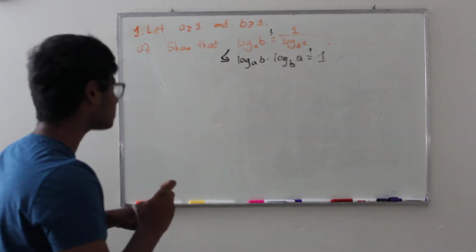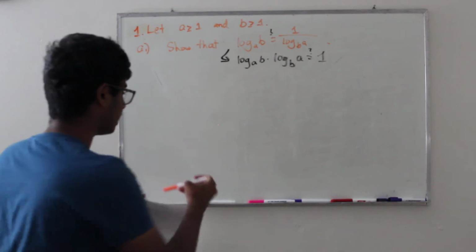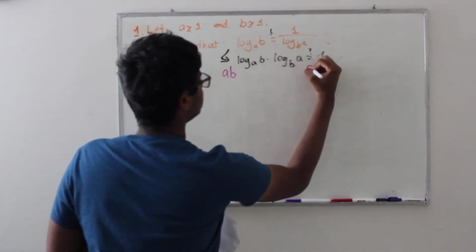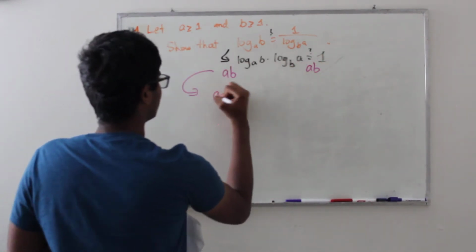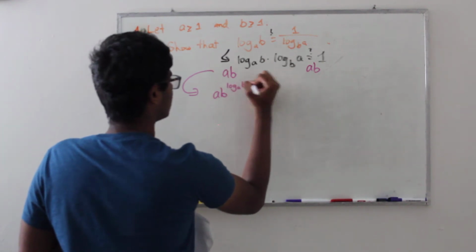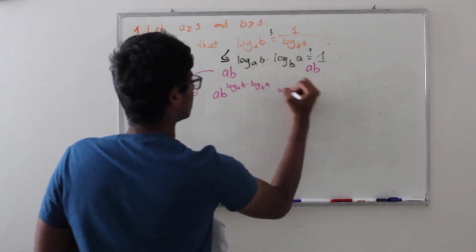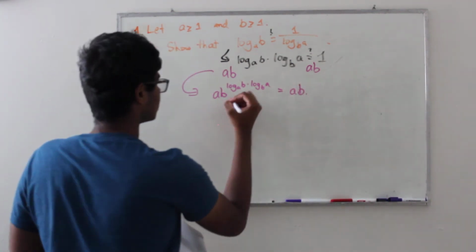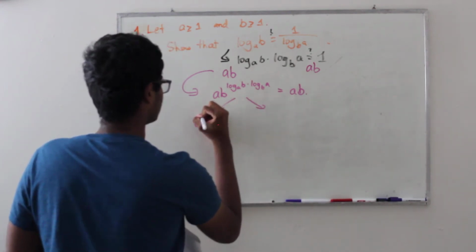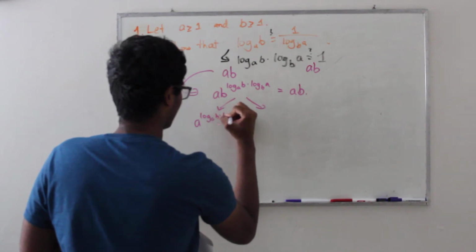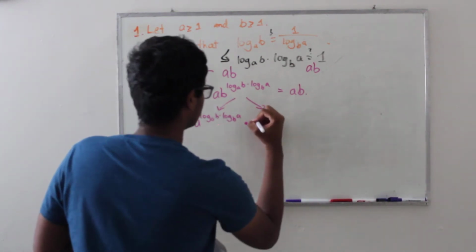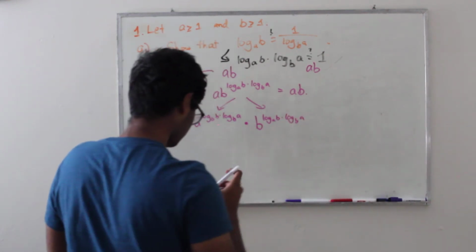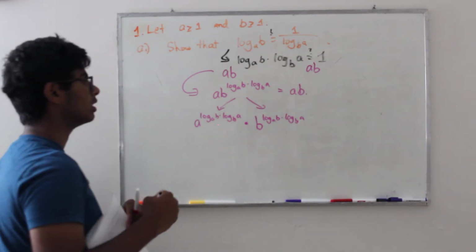So now what I'm going to do is take everything to the power of AB. So I'm doing AB to the power of this left side and AB to the power of this right side. That'll give us AB to the power of this stuff equals AB to the first, which is just AB. If I separated this out, we would get A to the log base A of B times log base B of A, times B to the power of log base A of B times log base B of A. And the thing that you have to notice here is we can simplify these.